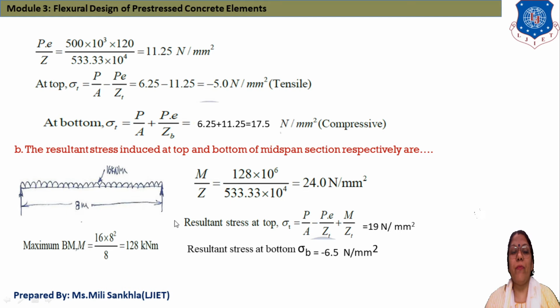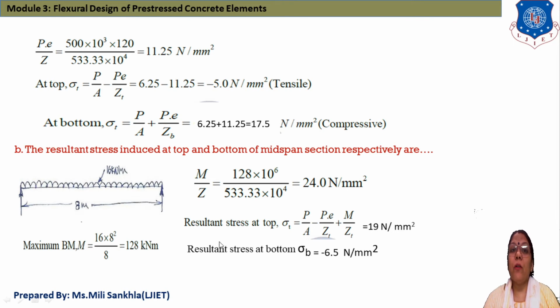Now we find the stress due to moment, M by Z. M we recently found as 128 kilonewton meter, which we convert into Newton mm. Z we already found as 533.33 into 10 raised to 4, and the answer is 24 Newton per mm square.